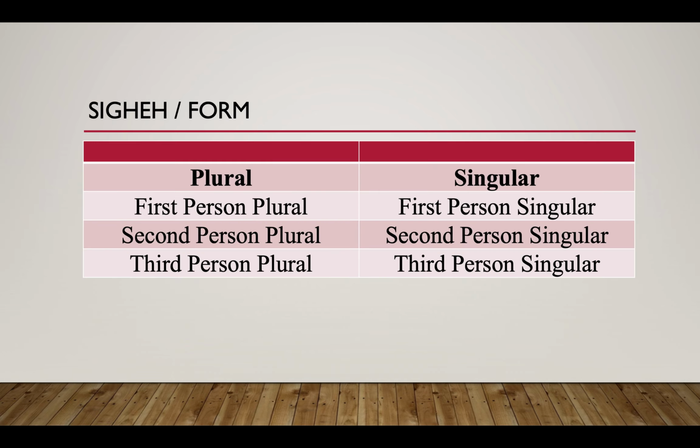What do we mean by sighe? If you hear sighe somewhere, sighe means form. Sighe means the form of the verb, and it might be first person singular, second person singular, third person singular, in plural or singular form.